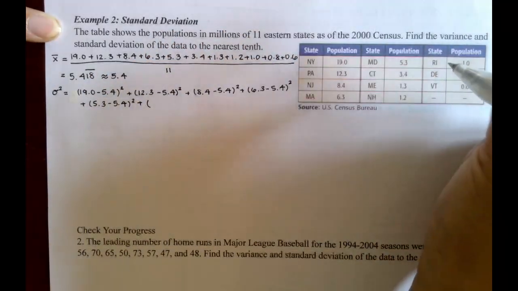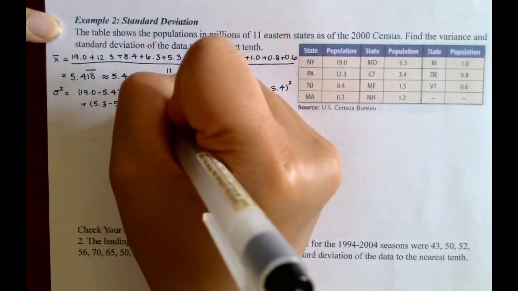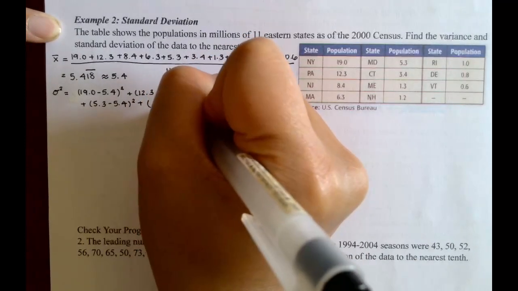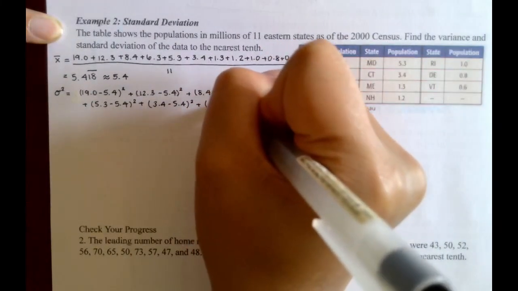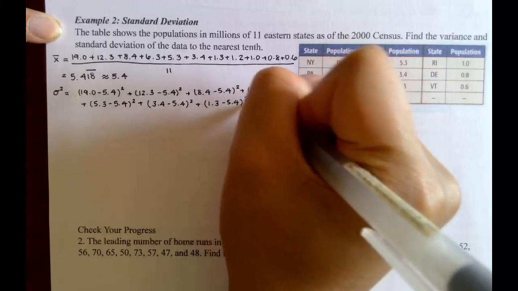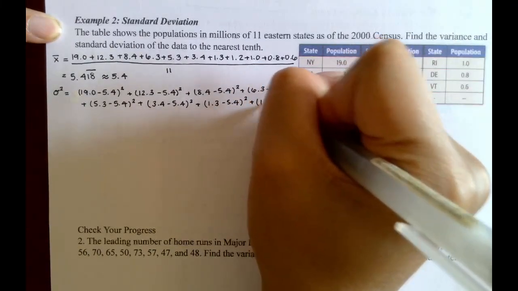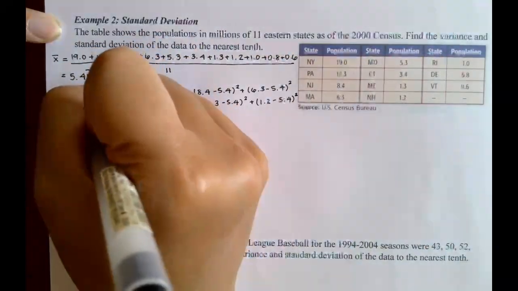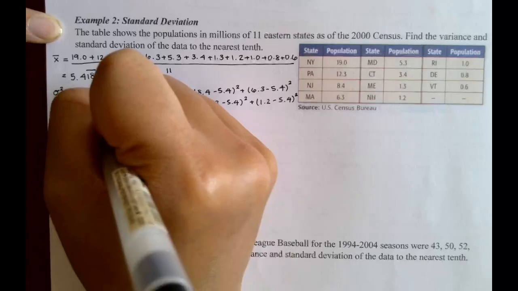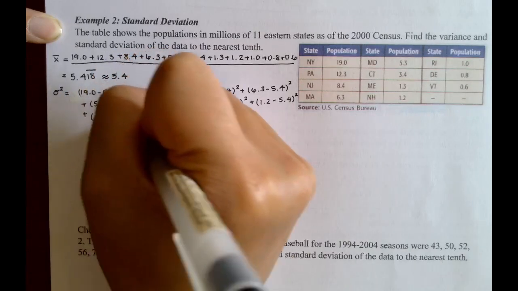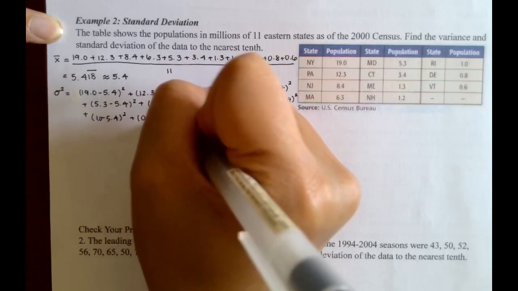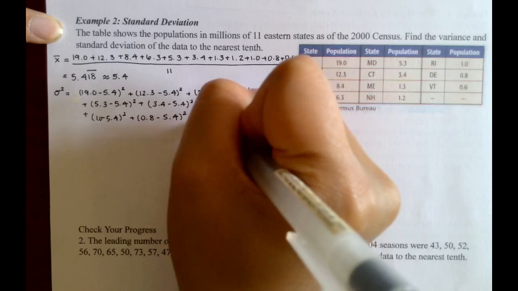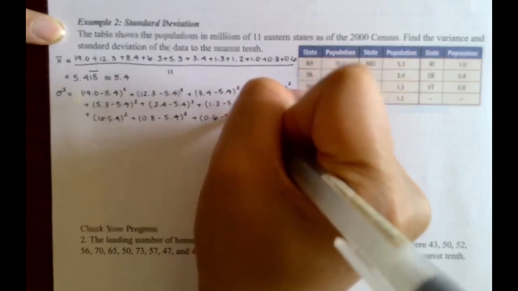And then I'm going to do 3.4 minus 5.4, and then square it. And then next one after that is 1.3 minus 5.4, and then square it. And then 1.2 minus 5.4, and then square it. Still not done, right? So it's not hard. 1.0 minus 5.4, and then square it. And the next one is 0.8 minus 5.4, and then square it. And then last, 0.6 minus 5.4, and then square it.